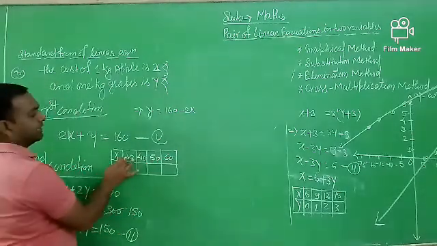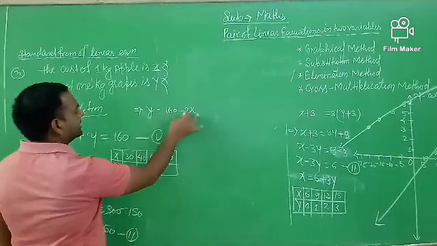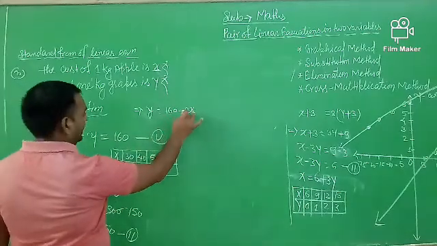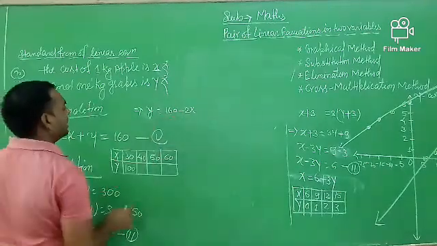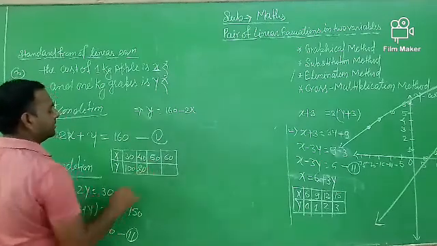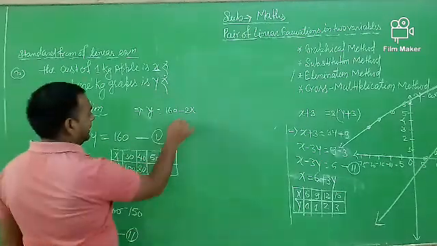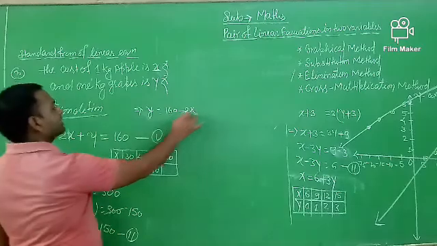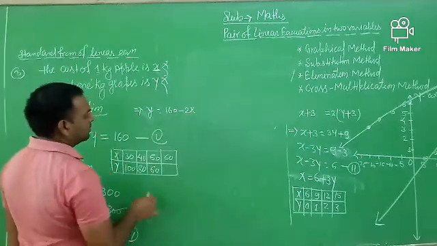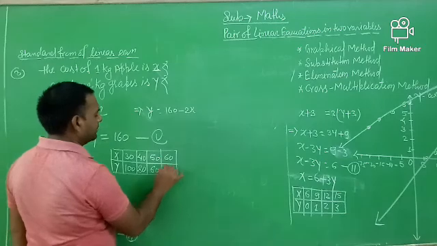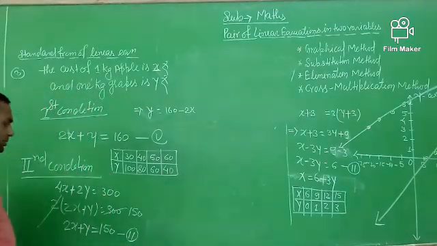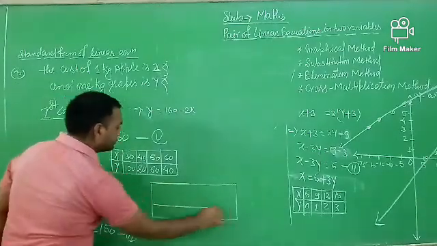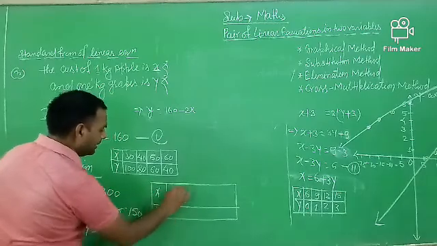If x is equal to 30, 2 times 30 is 60, 160 minus 60 is equal to 100. X is equal to 40, 2 times 40 is 80, 160 minus 80 is equal to 80. Then 50, 2 times 50 is 100, 160 minus 100 is equal to 60. Then 60, 2 times 60 is 120, 160 minus 120 is equal to 40. So these are the various values of x and y. Next, for the second condition, here x and y.